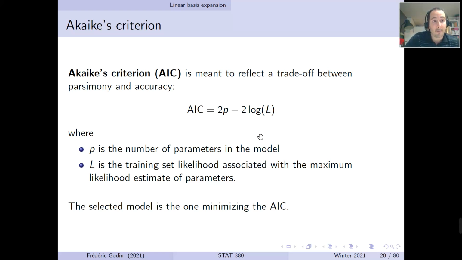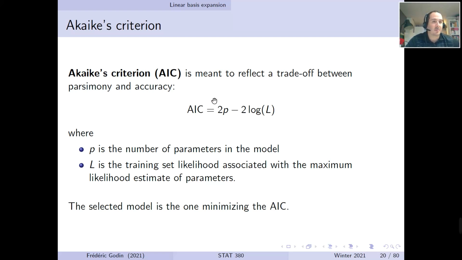So here we want to select models which provide an AIC value that is as small as possible. Now what's going to happen if a model is very flexible, so it has many parameters? Both terms should be large. 2p will be large because you have a lot of parameters, but this will also be large because you fit well. But hopefully, if the model is too flexible, this term should be much bigger than this one, so you'll be penalized by this term.